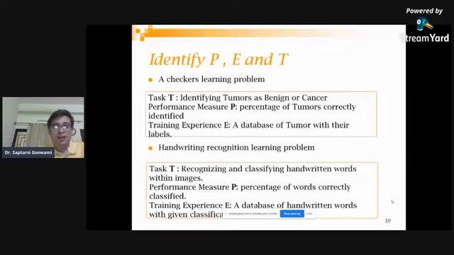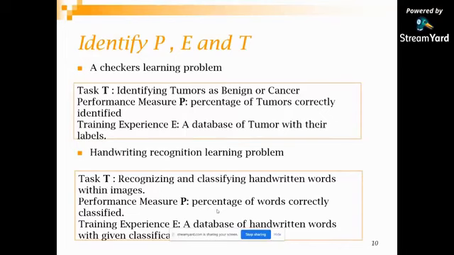So I was under the impression you can see it. Anyway, basically we were talking about this P, E, and T, and here the task that we are talking about is the handwriting recognition problem, where you are trying to recognize and classify handwritten words within images. Okay. So maybe something like CAPTCHA. The performance measure is the percentage of words correctly classified, and the training experience is a database of handwritten words with given classification. Given classification means that an image is given and the correct word is also given, right?